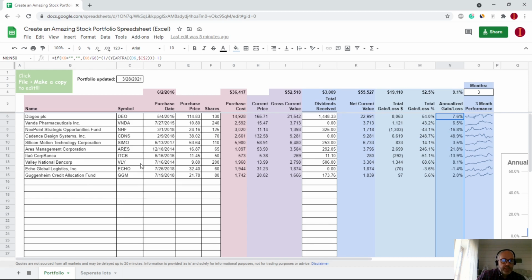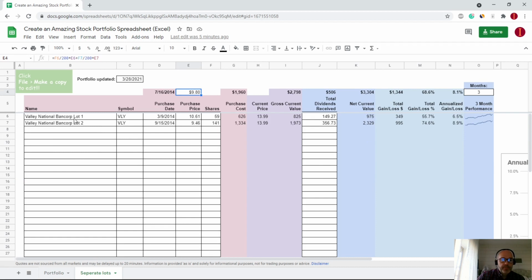We're looking at the spreadsheet here, and in particular, we're going to be looking at this company, this Valley National Bank Corp, VLY. See all the pertinent details right there. Let's pretend this is your portfolio. This Valley National Bank Corp you purchased in two separate lots. One of the two things you can do is simply list the two separate lots in your portfolio, something like this. Valley National Bank Corp, Lot 1, Lot 2.